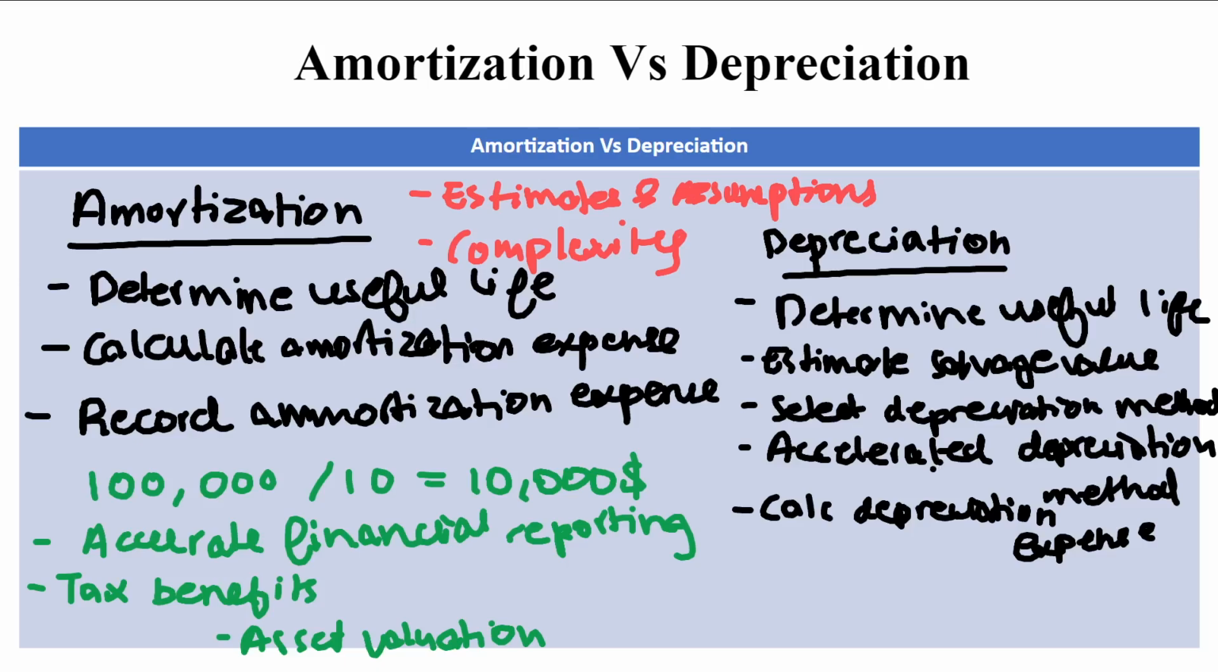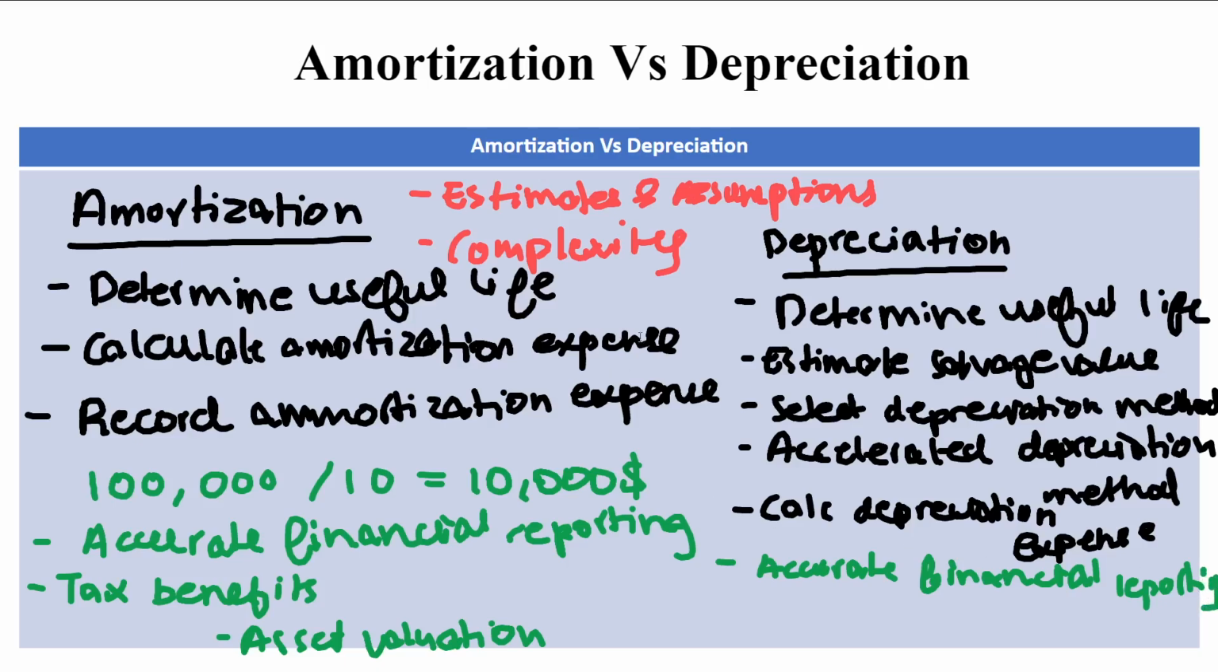Now, we're gonna be looking at the pros and cons of depreciation. So let me just get my pen out. All right, but let's get started. So the first pro that we have is accurate financial reporting. They're pretty much similar because they have similar purpose, amortization and depreciation. So accurate financial reporting.